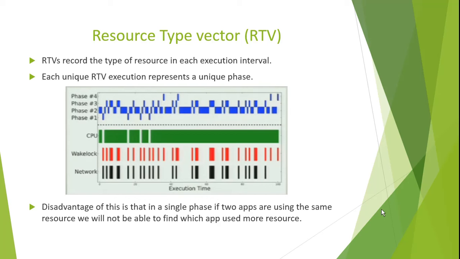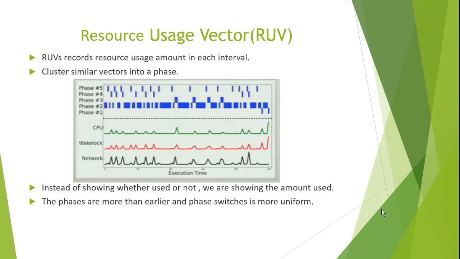All we know from this resource type vector method is whether a phase is making use of a resource or not. We do not know how much of the resource is being used. That is a huge disadvantage. So this led to the second method, which is the resource usage vector. What this does is it records the resource usage amount in each interval.